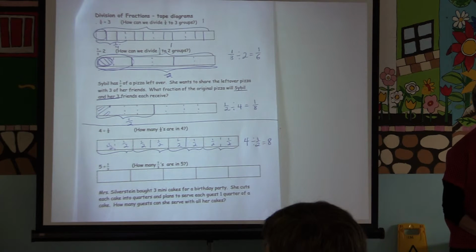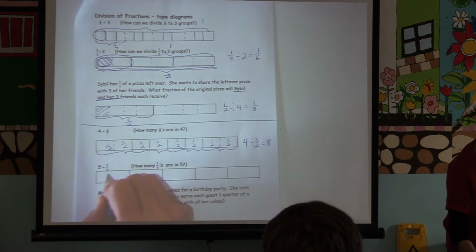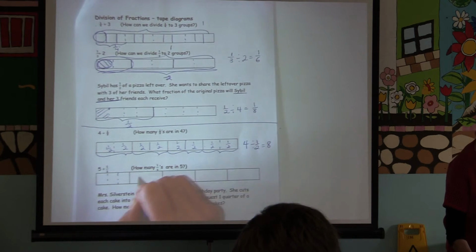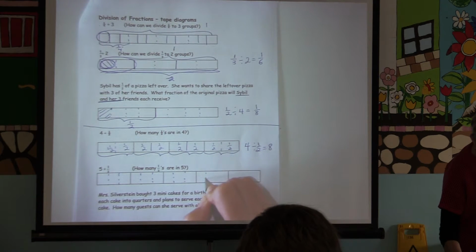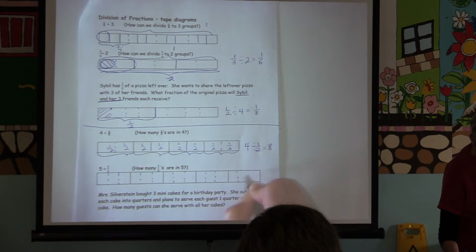So 5 divided by 1/3. I'm going to divide each of my 1s into 3s. I should say 3 parts, excuse me.